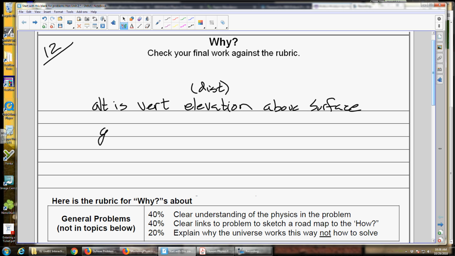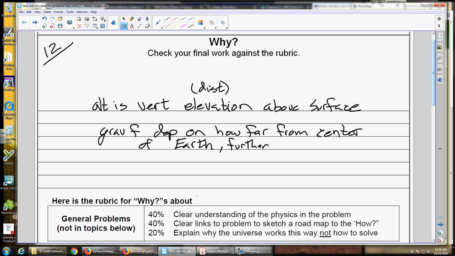Something like grav field depends on how far from center. What thing are we dealing with here? Are we dealing with a planet, a specific planet, an asteroid, a chicken? Which one? Earth. Because you want to make sure that you tie it back to this specific problem, right? So I'm also going to add in there further, weaker.